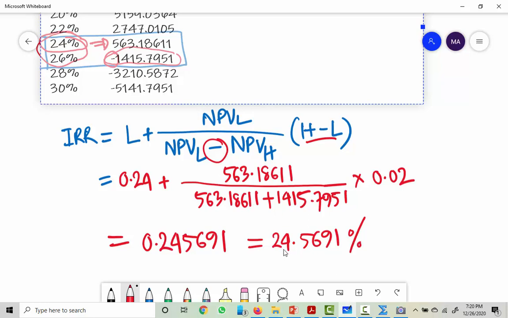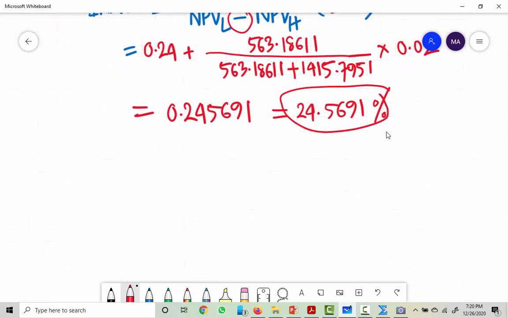So at 24.5691% discount rate, or hurdle rate, or required return, NPV is 0. So NPV is 0 at this percentage of discount rate or hurdle rate. That means this is the IRR.